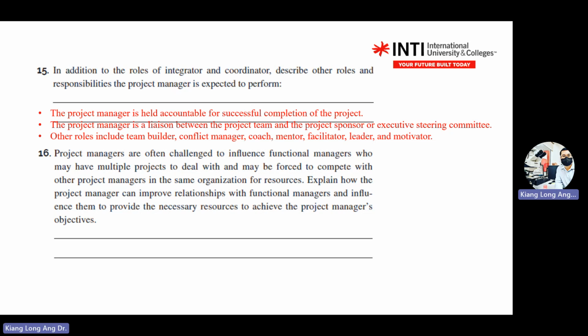Like how you give easy time. You listen and understand the priorities of the functional manager. Because here, it gives you one scenario: the functional manager has multiple projects to handle. So you need to communicate with the functional manager. But if you use the word communicate, you need to elaborate a little bit on how you communicate. You listen and understand the priorities of the functional manager.